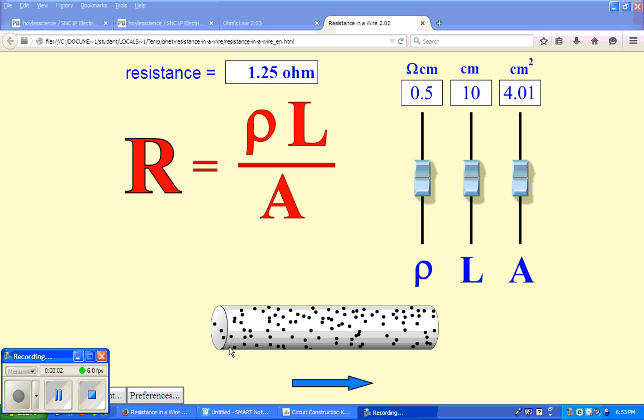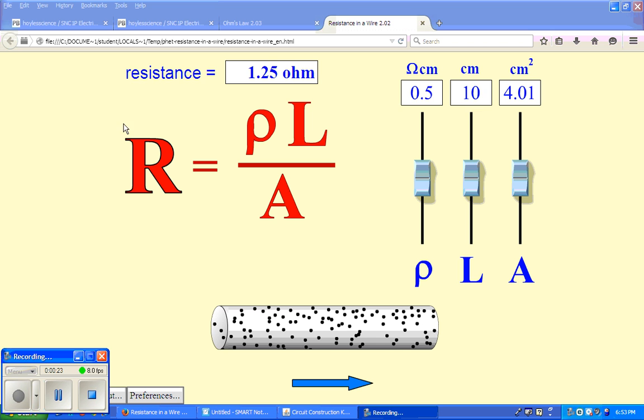All right, this is the second video where we are looking at resistance simulations, and we have one here that looks at different factors of a wire that may change its resistance and therefore the flow of current through the circuit and whatnot.